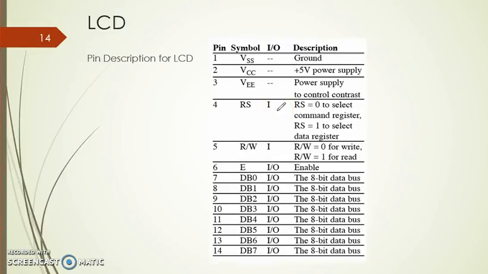So it is an input pin. When RS is equal to 0, we are using command register. When RS is equal to 1, you are selecting the data register. Read write pin is again an input pin. So if you send a 0, you are writing to the LCD. If you are giving a 1, then you are reading from the LCD. Whenever you are sending some data to the LCD, you have to enable it. So enable pin is an IO pin and then you have 8-bit data bus.